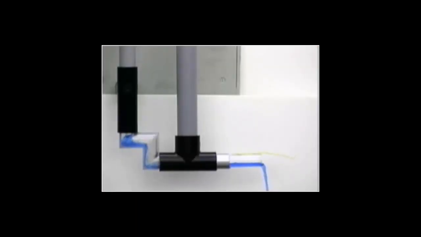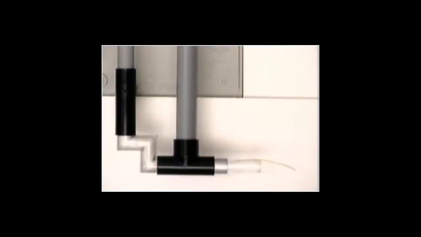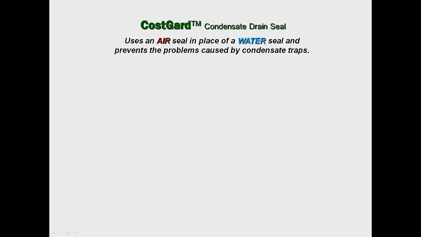Unlike the condensate trap, the CostGard condensate drain seal retains no condensate. Once condensate flow ceases, the warmer air that forms the drain seal quickly evaporates any water that may be held in place by surface tension. A key feature of the CostGard condensate drain seal is that it uses an air seal in place of a water seal, and therefore prevents the problems caused by condensate traps.